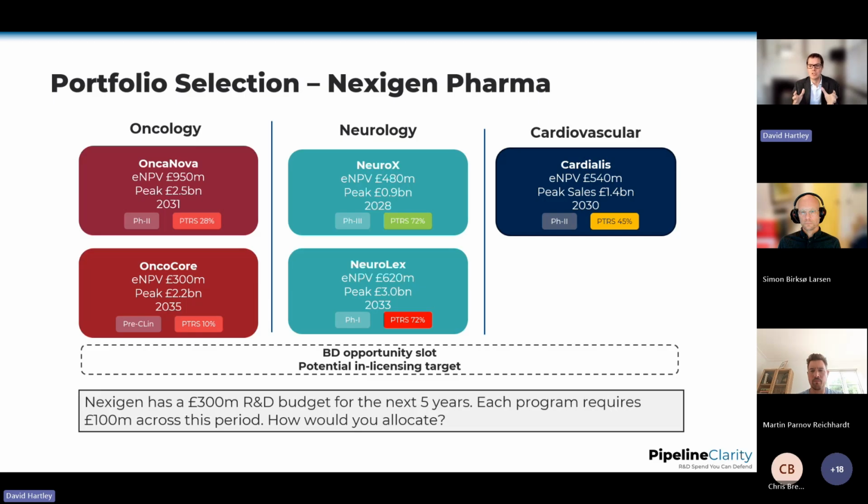So what I'd like you to do is, for 30 seconds, I'm going to stop talking, take a look at the slide and have a think about what assets you would choose to invest in if you were the CSO of Nexagen Pharma and you had this 300 million to spend.